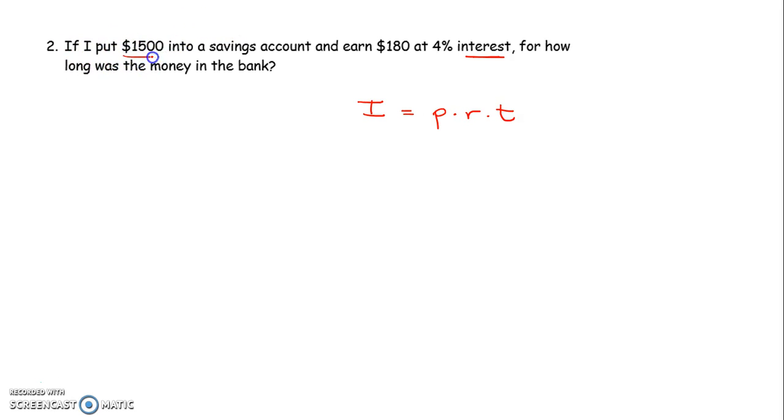So if you put $1,500 in a savings account, the amount you originally put in is your principal. You earn $180. The extra money that you've earned for putting that money into the bank is your interest. And as soon as you have your percentage, that's going to be your rate. And you know your rate has to be switched to a decimal or a fraction to use it in the formula. And then it asks how long. So what are they looking for? They're looking for time. We don't know the time. We know the principal, we know the interest, we know the percentage, the rate that your money is growing, but we don't know for how long.